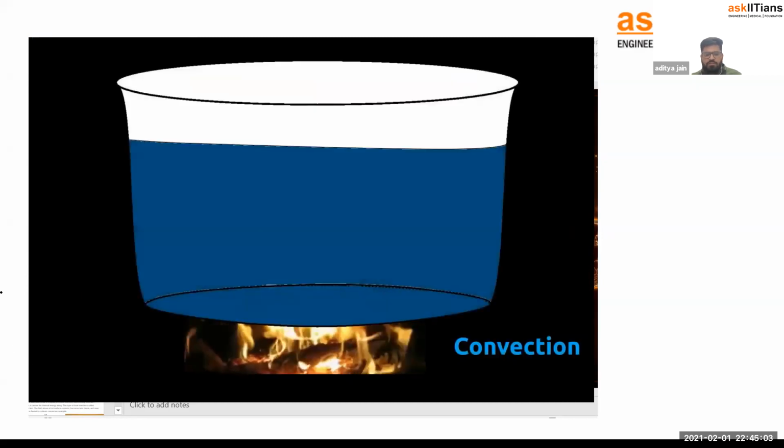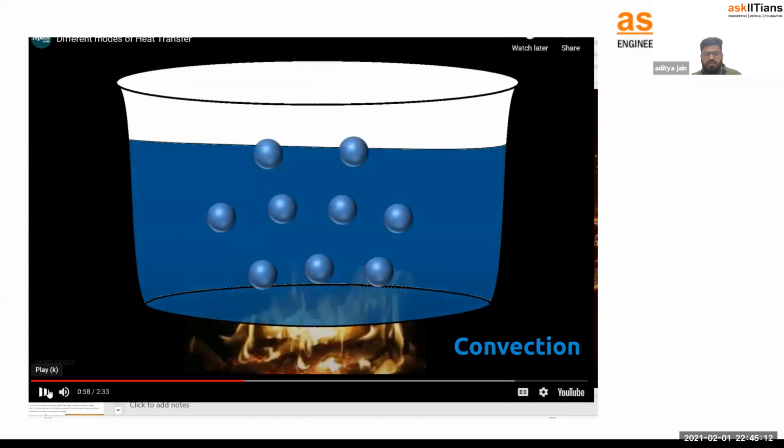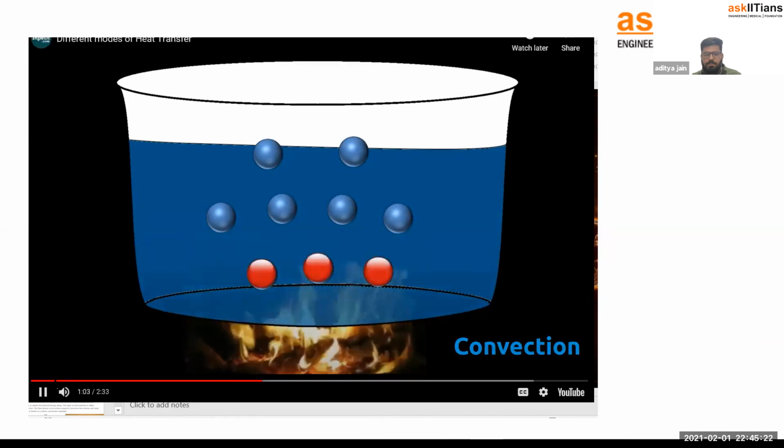Convection method. Movement of particles of liquid or gas causes transfer of heat from the heat source. Let's take an example of water. Their movement of particles is actually causing the transfer of heat. As we heat it, water particles near the heat source get heated first. You can see these red particles are the particles near the heat source. So these are getting heated first.